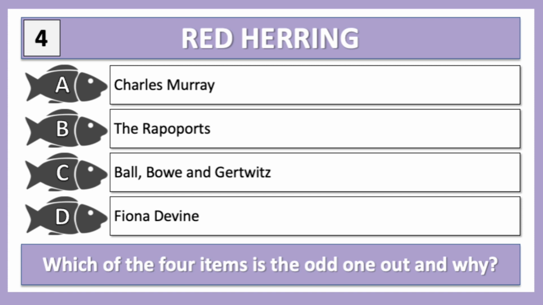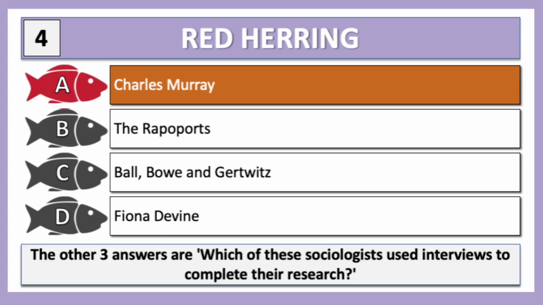Number four, Charles Murray, the Rappaports, Ball, Bow and Gertwitz, or Fiona Devine? Who's the odd one out and why? Let's reveal, it is Charles Murray. So the other people used interviews to complete their research.